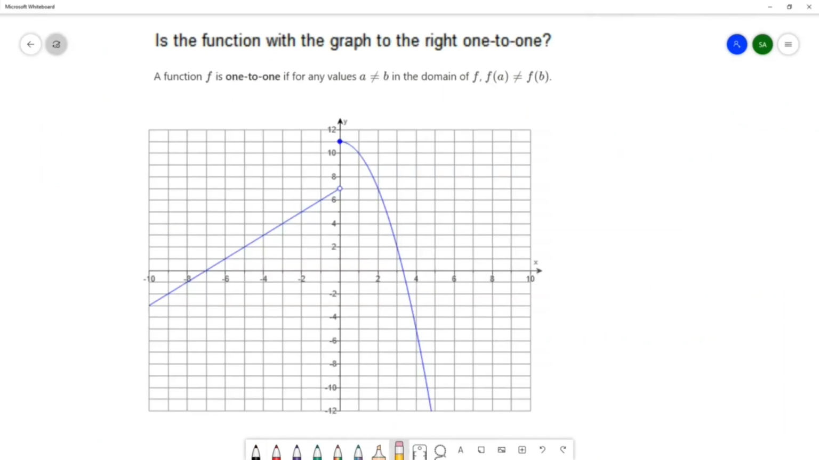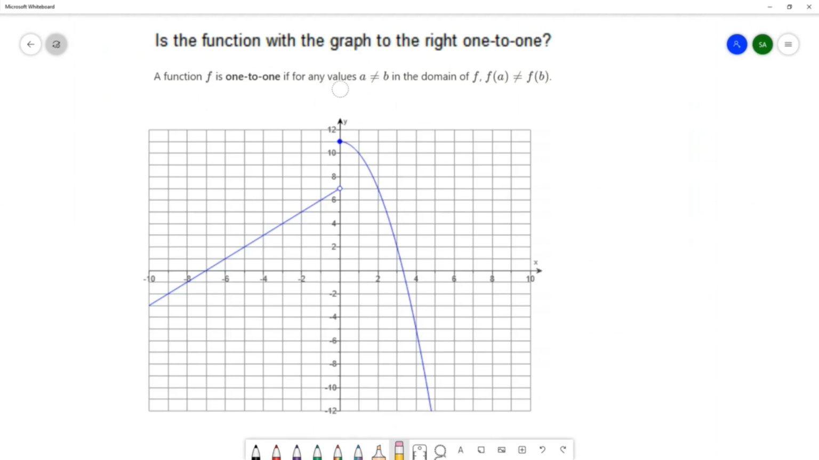For this one, we want to know, is the function with the graph one-to-one? So we're given this picture, and we want to know whether it represents a one-to-one function. So I've copied here the definition of one-to-one.